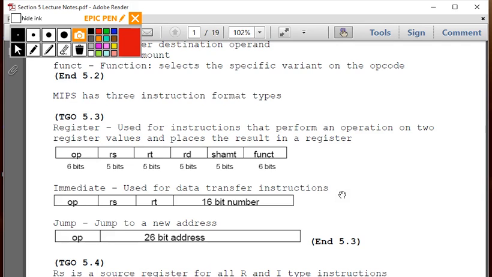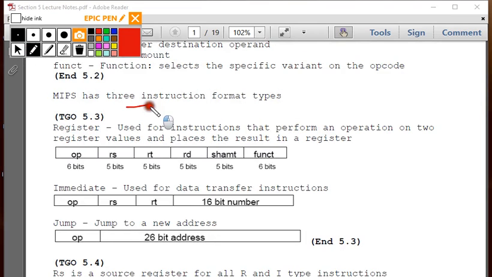Right. So this is the answer to number 1: R-type, I-type, and J-type. Those are the 3 types of instructions. And then, man, you guys complicate this. All right. So then number 2, so these are the formats. You can expect to see this again on an exam.